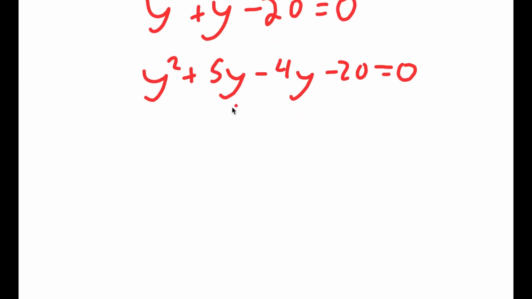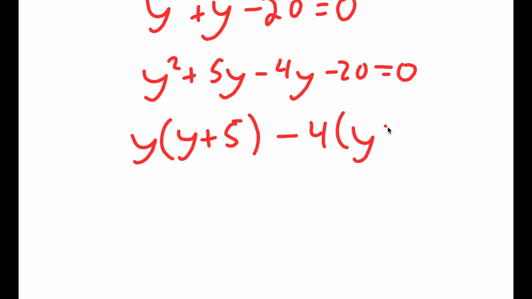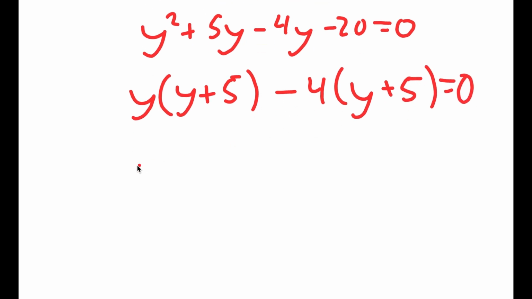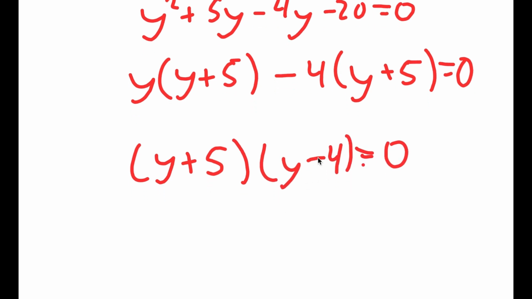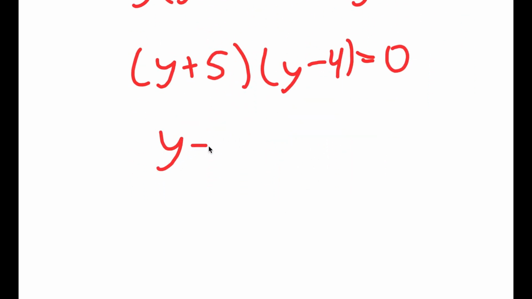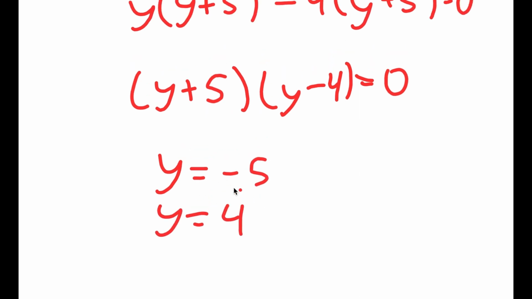And I'm going to factor this by grouping. So first, from y squared plus 5y, I can factor out y, so I get y times y plus 5. And from negative 4y minus 20, I can factor out negative 4, so I get negative 4 times y plus 5. Now if I factor out y plus 5 from this, I get y plus 5 times y minus 4 is equal to 0, meaning y is equal to negative 5 and y is equal to 4.